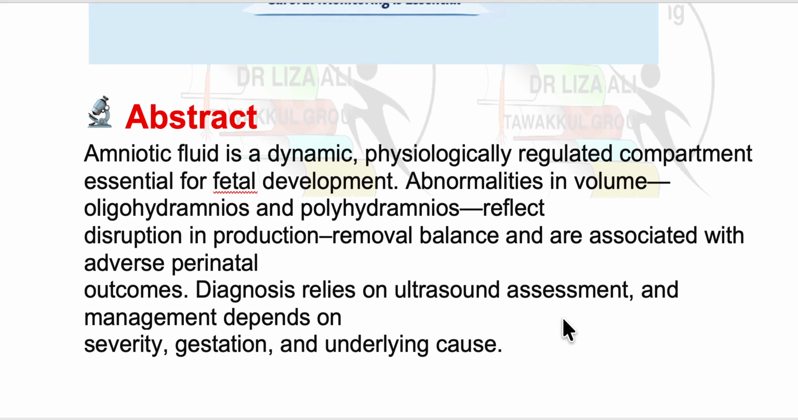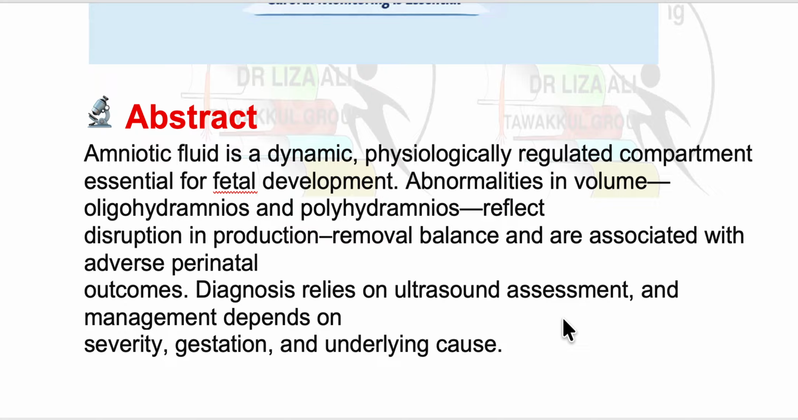What is the importance of the amniotic fluid? Amniotic fluid is a physiologically dynamic, regulated compartment. It is essential for fetal development. So, for our concern, these abnormalities in volume, like oligohydramnios and polyhydramnios, reflect a disruption in production.